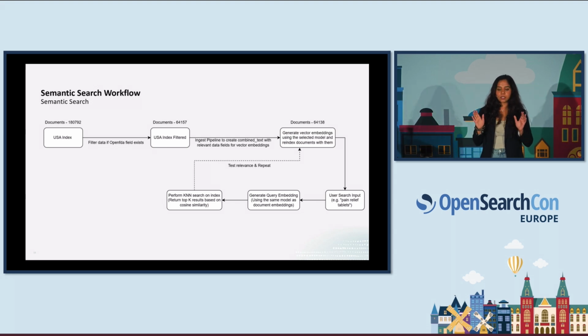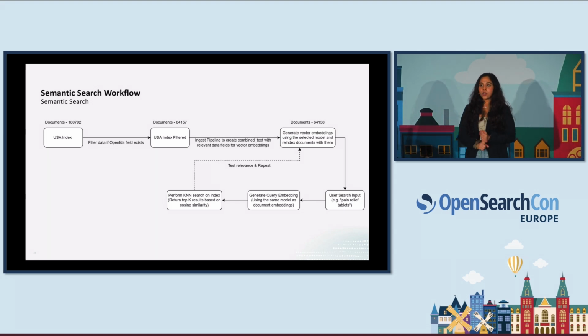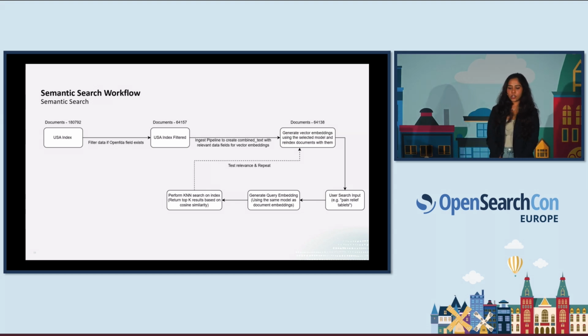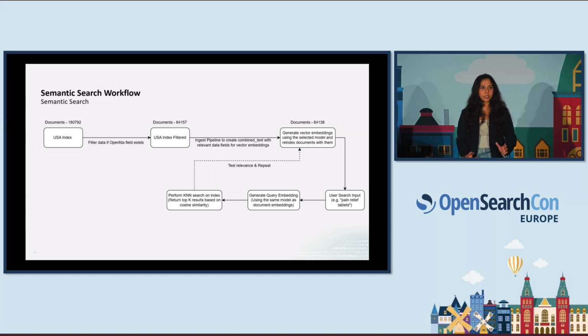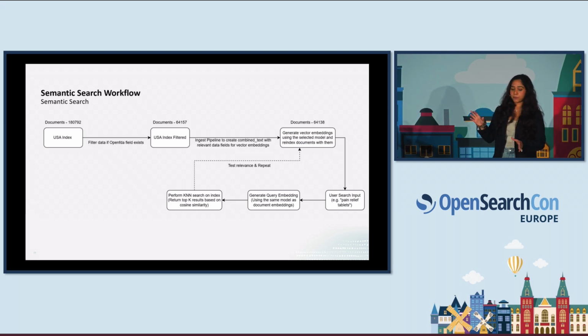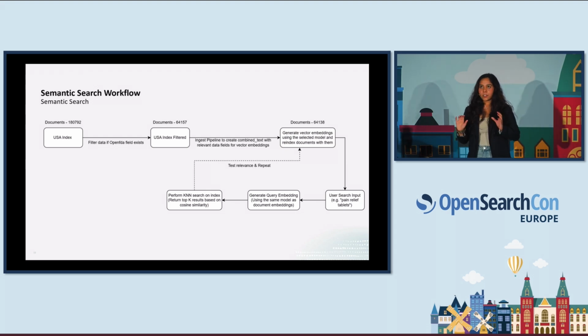So this is the semantic search workflow that we have proposed. In the beginning, we had about 180 documents in our index. And once we've filtered to keep only data with the OpenFDA field, we had about 64,000 documents. And then we created an ingest pipeline to combine a few of the relevant fields to create the vector embeddings. And we were able to generate the vector embeddings from a selected model. And finally, when a user inputs a query, the query is also converted into a vector embedding using the same model, and we perform a KNN search.